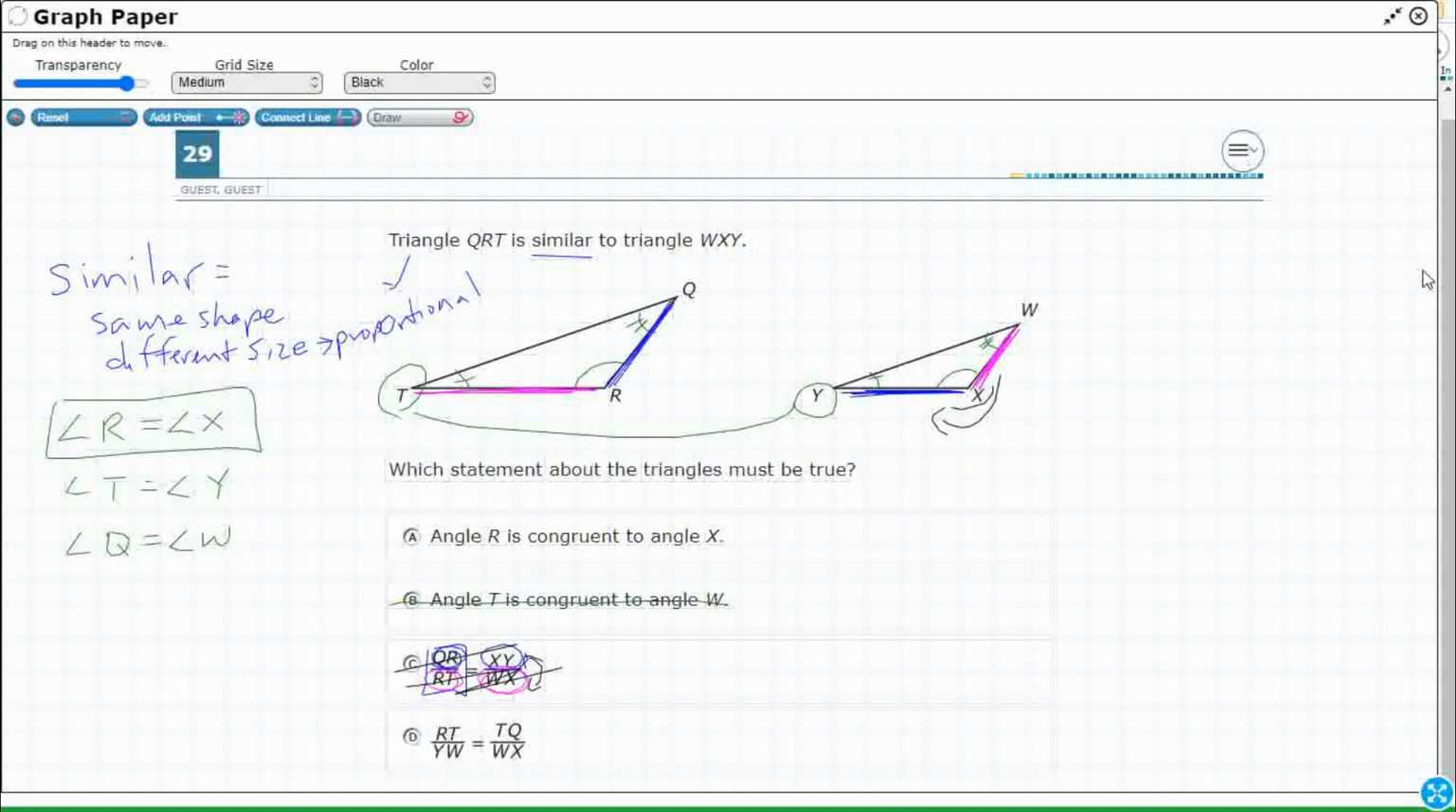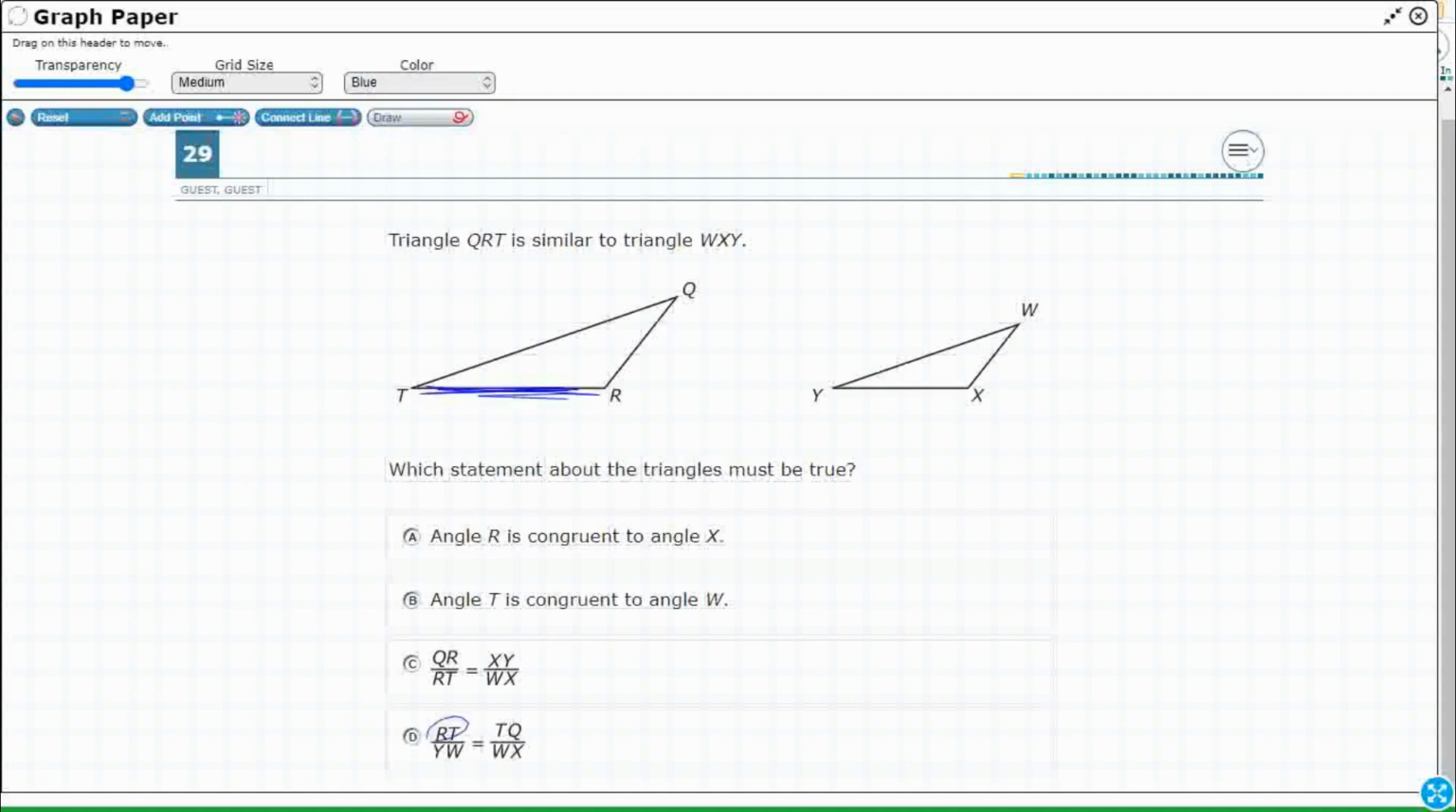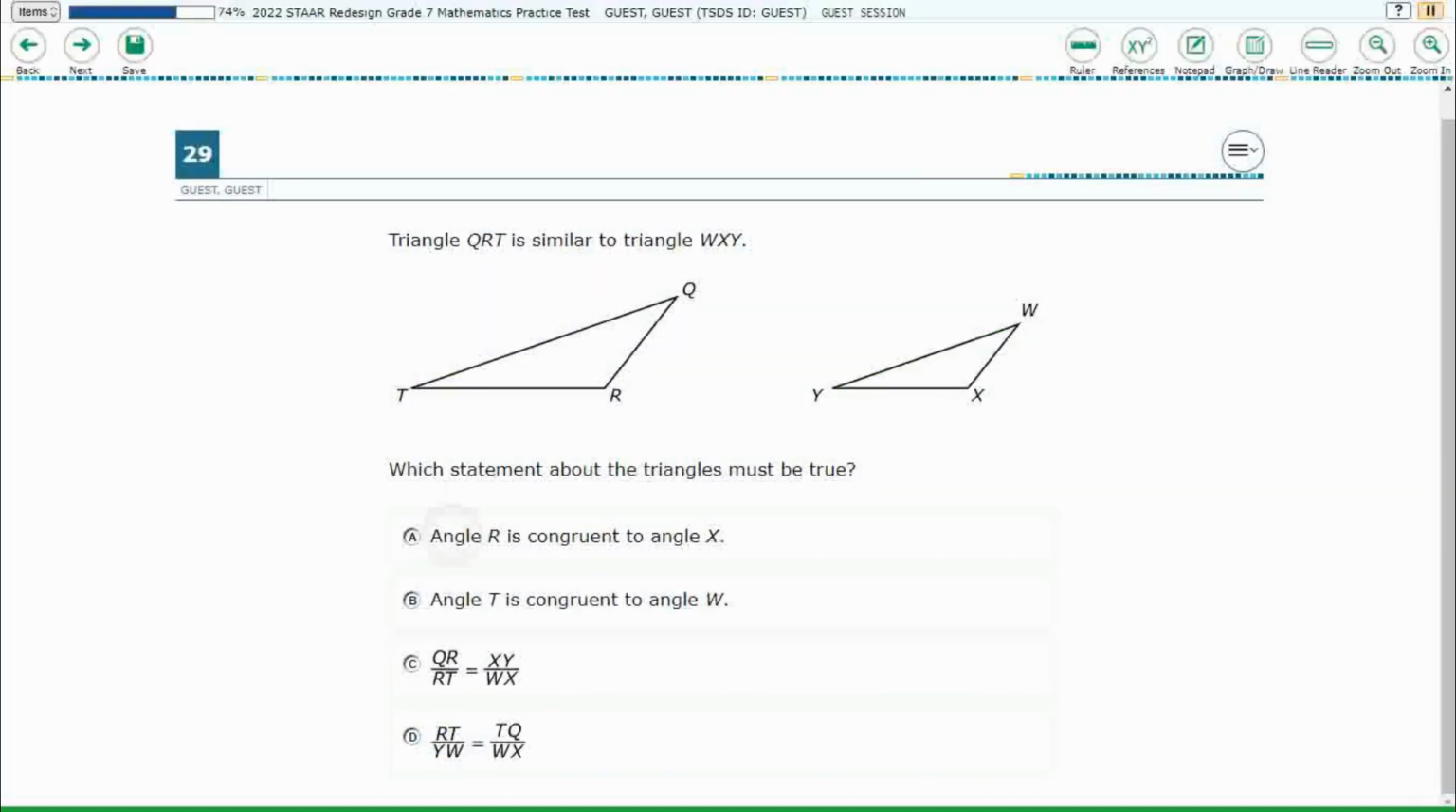And then look at this, RT over YW. Let's just look at that real quick. RT over YW. So we're going across shapes. And if you're going across shapes, that's fine within the fraction or the proportion, but it has to be the same one. Those two lines don't even line up. So that's not even going to work. So our answer is A.